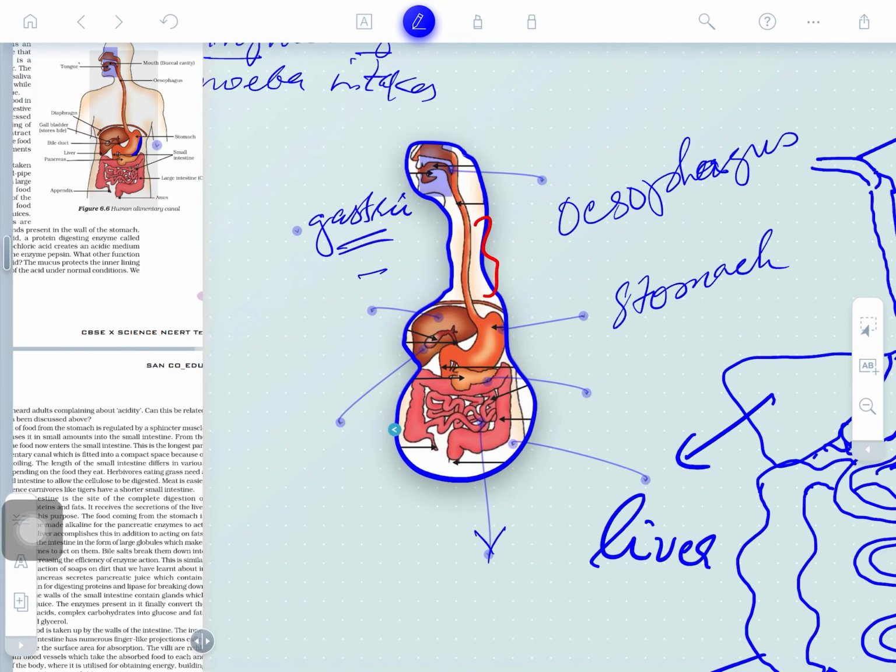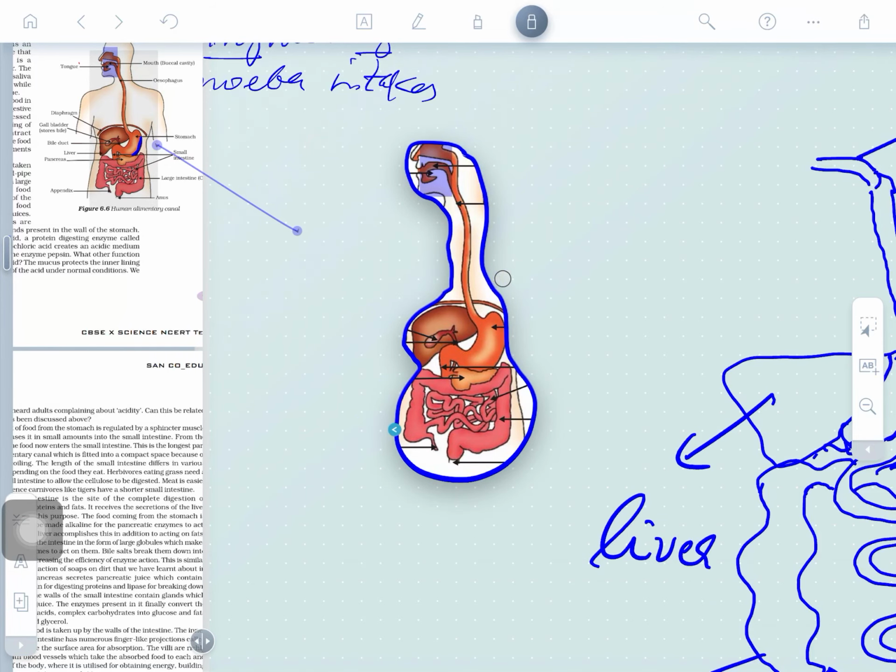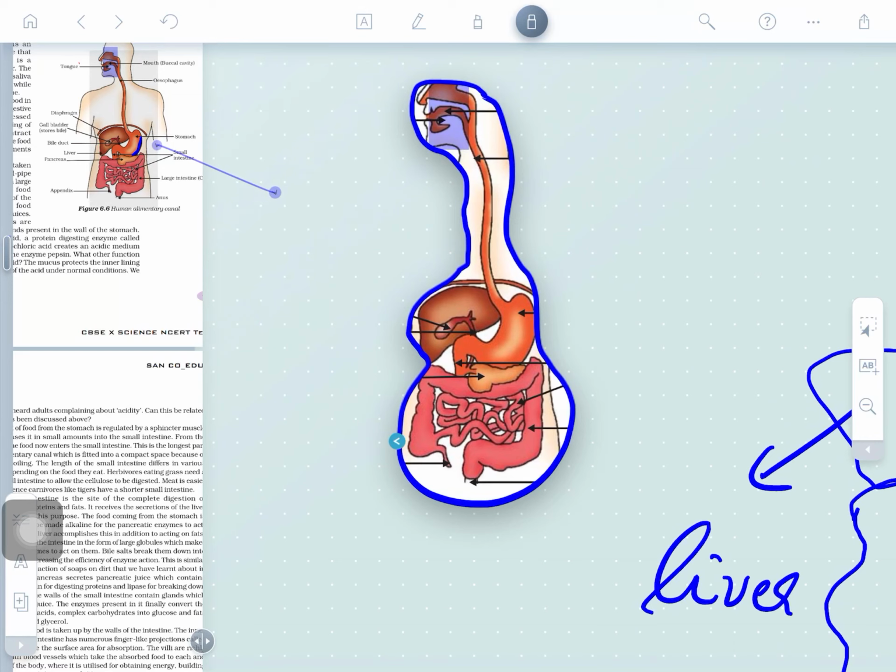I have just taken this portion, you may see how it is. Here you can see the digestive tract. What is called the alimentary canal?